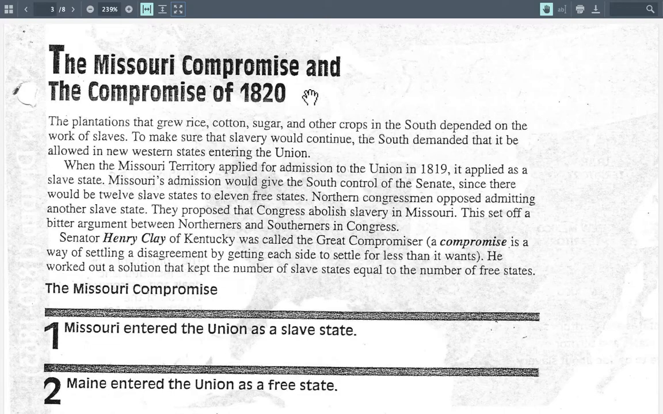Senator Henry Clay of Kentucky was called the Great Compromiser. A compromise is a way of settling a disagreement by getting each side to settle for less than it wanted. He worked out a solution that kept the number of slave states equal to the number of free states. Let's take a look.